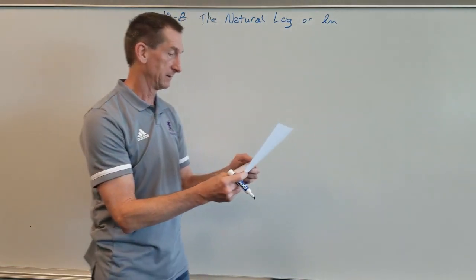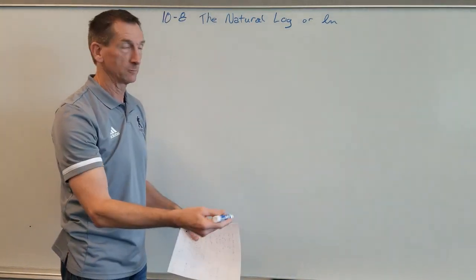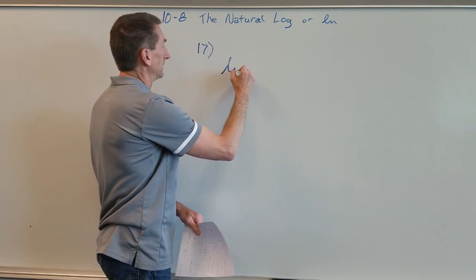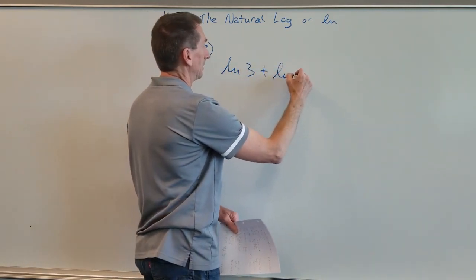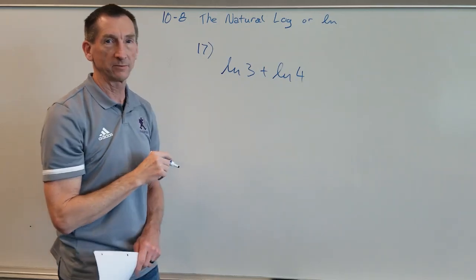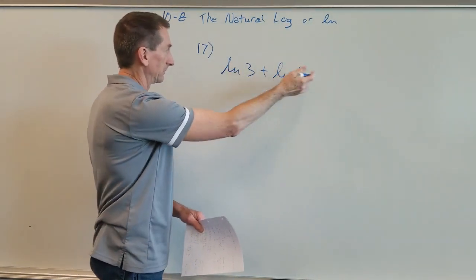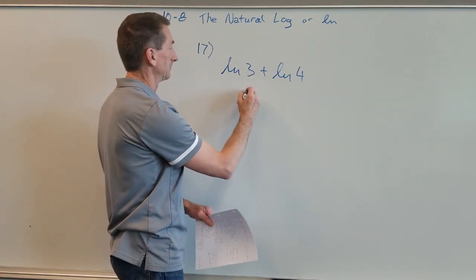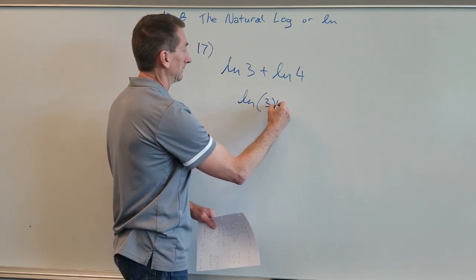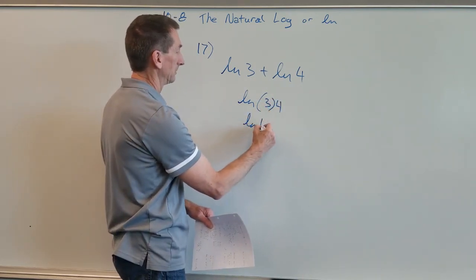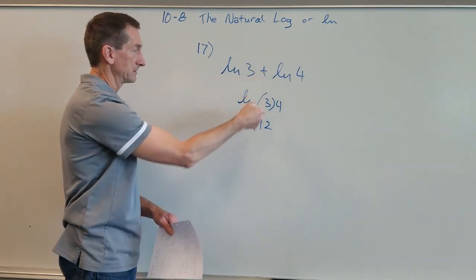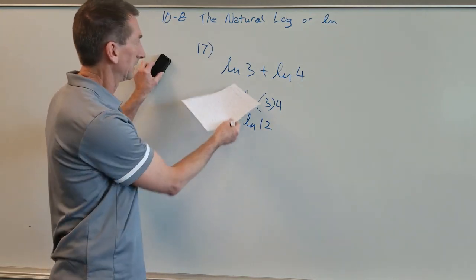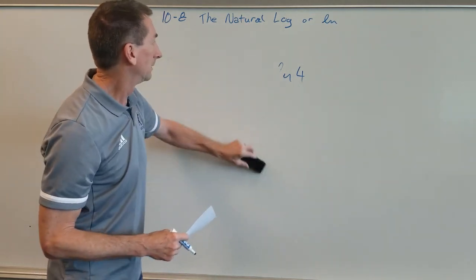Let me just show you that all the regular principles still apply here. Let's look at 17. Here we have natural log of 3 plus natural log of 4. If we want to simplify that, just like before with the laws of logarithms, this would be law number 1. I could say that this is equal to natural log of 3 times 4, or natural log of 12. So the laws of logarithms still apply. Nothing new there. Just get used to writing natural log instead of log.